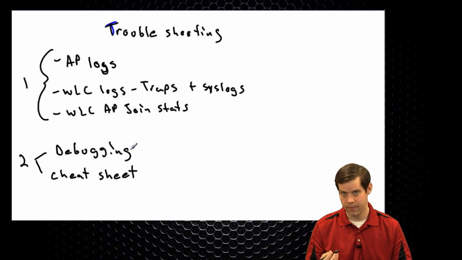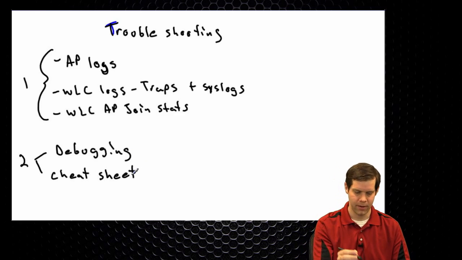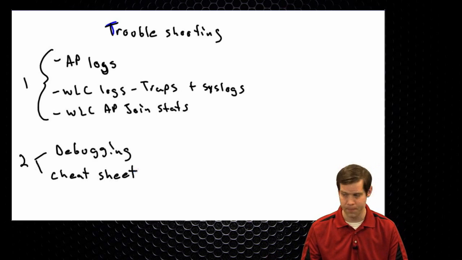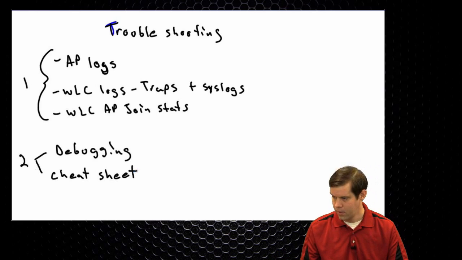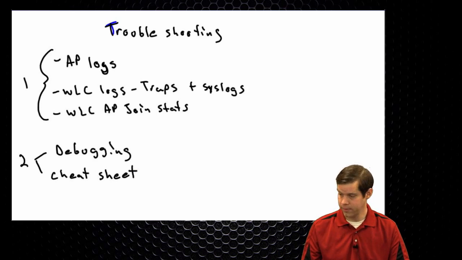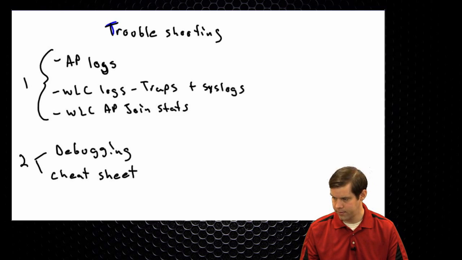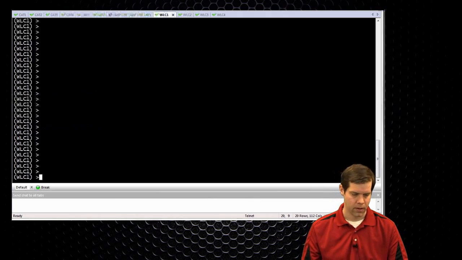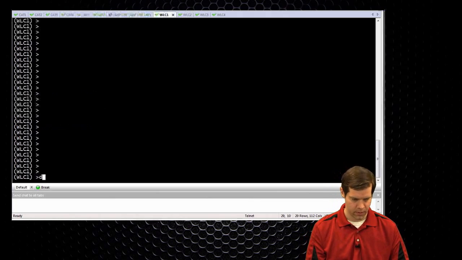So let's talk about debugging first. A few commands that, if you need to go down that more detailed road, maybe that's your fallback if the cheat sheet method doesn't work. What debugs can we be using to help us out for this join process? Most of the debugs are going to be on the controller itself. So if I go to the CLI of a controller, what debugs can we do?